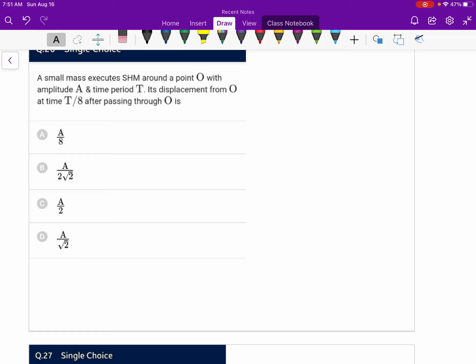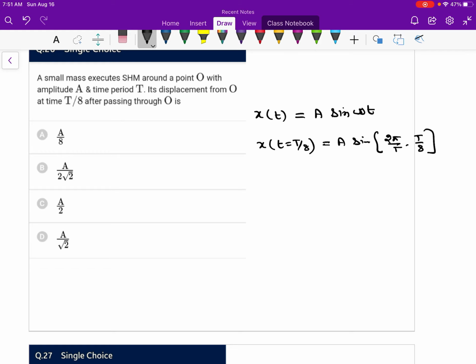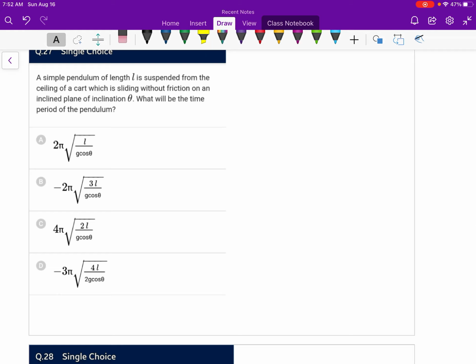A small mass executes SHM. Find its displacement from O at T by 8 after passing through O. So the SHM equation is x of t is A sine omega t. So x at small t equals capital T by 8 is A sine 2 pi by capital T into capital T by 8. So 2 pi by 8, which is pi by 4, sine of which is 1 by root 2. So this is A by root 2. So D is the correct option.